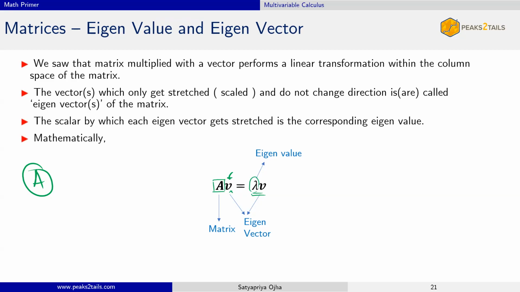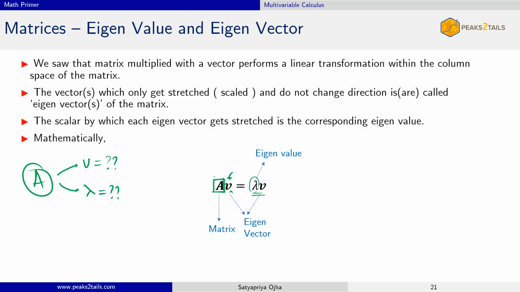And the related question would be, okay, so those are the vectors that only get scaled. The next question would be, by how much? What is the scale factor? So we are trying to address two things here. What are those vectors which only get scaled when you multiply this matrix with those vectors? Second is, by how much they get scaled, right? So look at this equation. There are two things we need to figure out. Given A, only A is given.